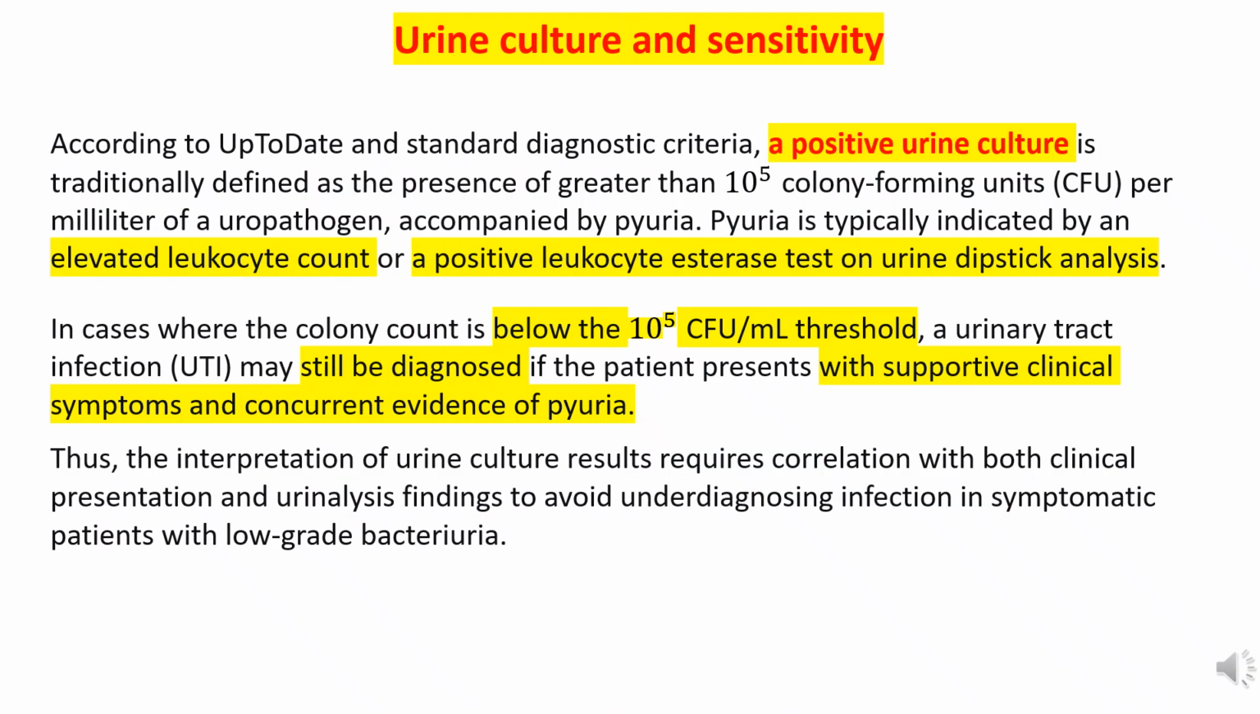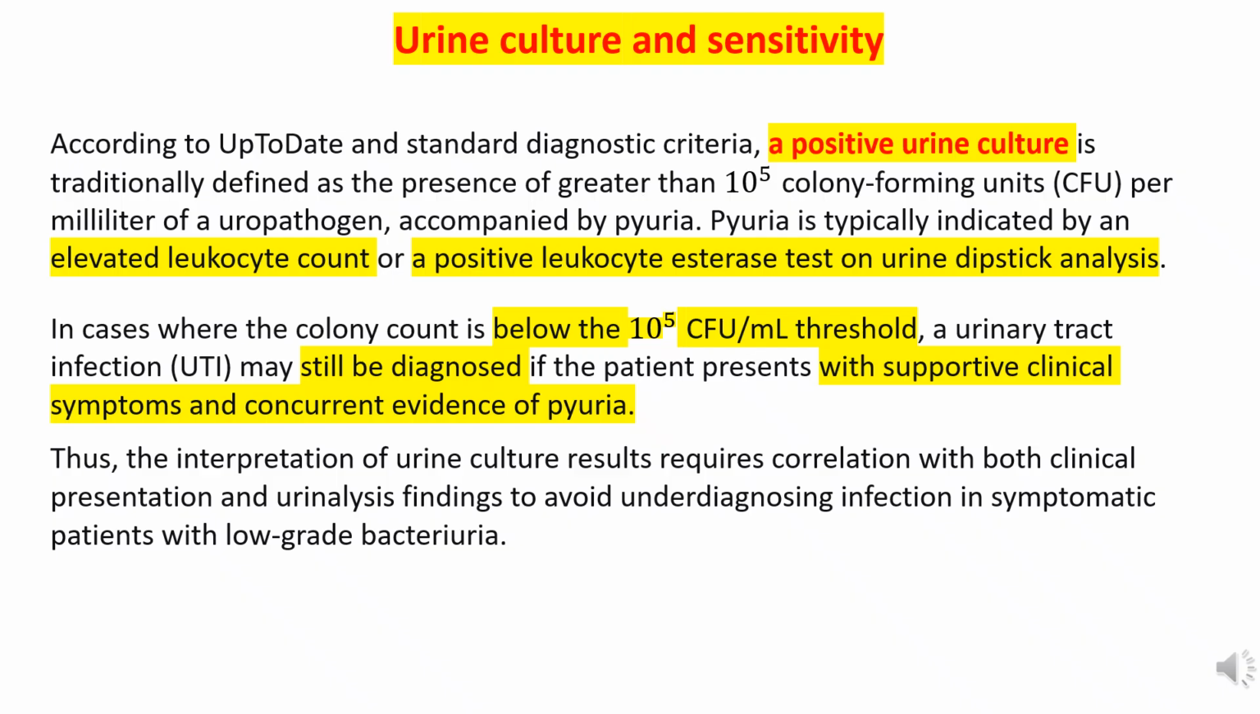According to up-to-date and standard diagnostic criteria, a positive urine culture is traditionally defined as the presence of greater than 10 to the fifth colony-forming units, CFU, per milliliter of a uropathogen, accompanied by pyuria. Pyuria is typically indicated by an elevated leukocyte count or a positive leukocyte esterase test on urine dipstick analysis.